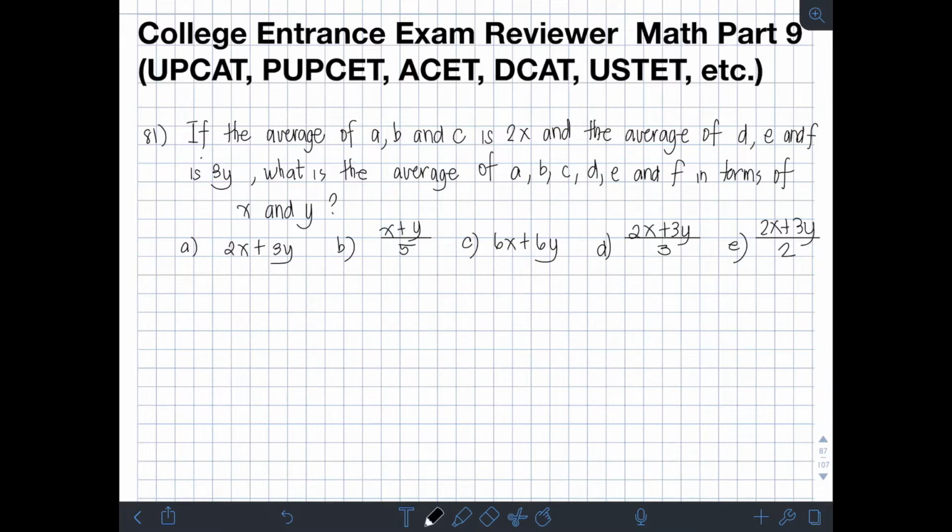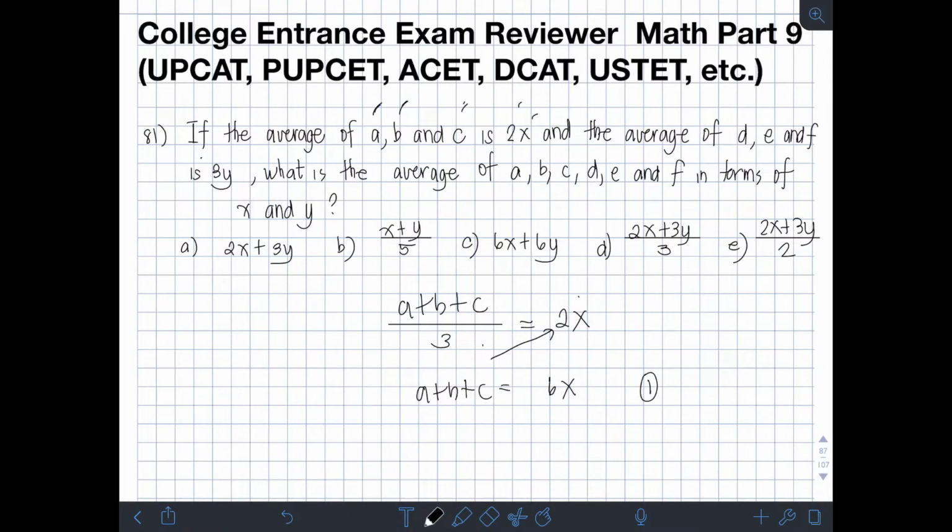Okay, so gawa tayong equation. So sabi, yung average daw nung A, B, C is 2x. So, in equation, ibig sabihin yan, for average, add natin tong A plus B plus C, right? So, A plus B plus C divided by kung ilan sila? Tatlo. Divided by 3, then equal sa 2x daw. Okay? So, pwede nating i-cross multiply itong 3 or multiply both sides by 3. So, magiging A plus B plus C is equal to 3 times 2x or 6x.